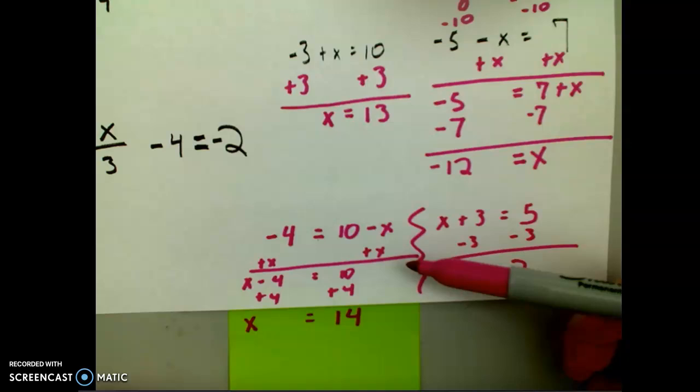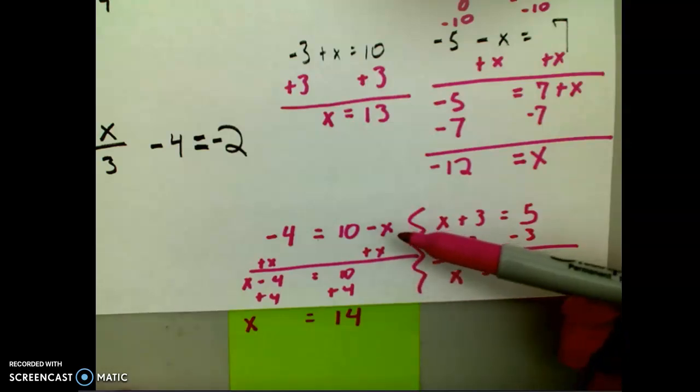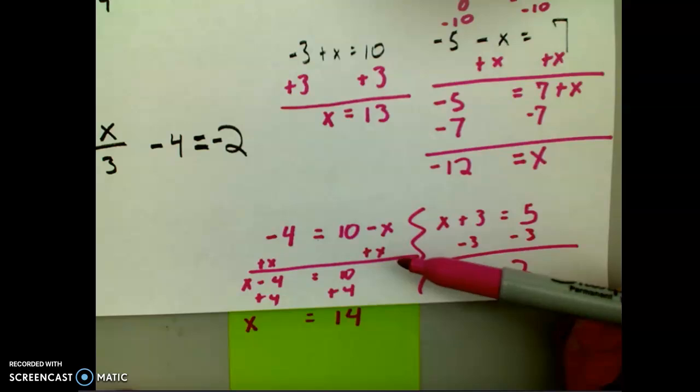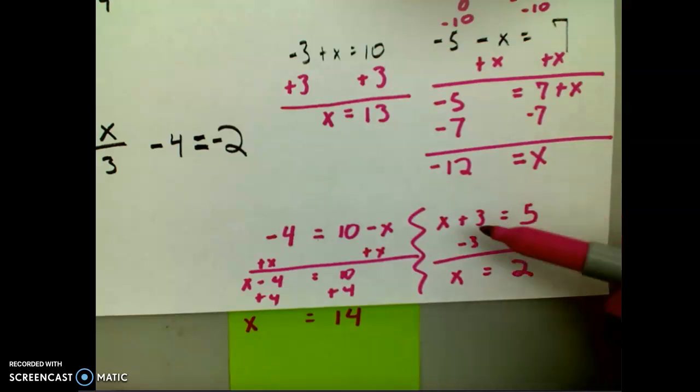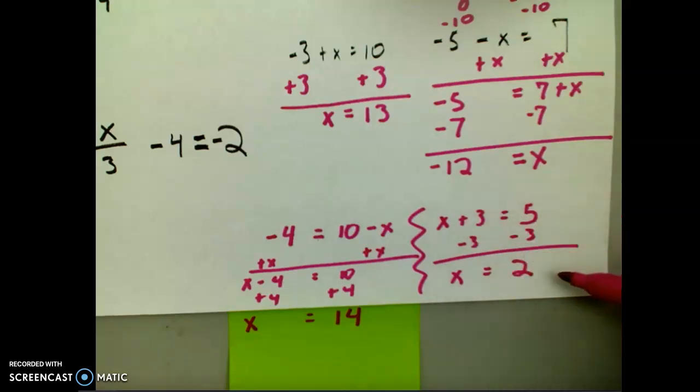On the first problem, the x was on the opposite side, so we're going to deal with this side first. I noticed that my x was negative, and I didn't want to deal with a negative x. So I added it to both sides, and I got x minus 4 equals 10. Then I had to do the opposite of minus 4, which was add 4, and I got x equals 14. The second one was pretty basic. Opposite of add was subtract. So I subtracted 3 on both sides and got 2.